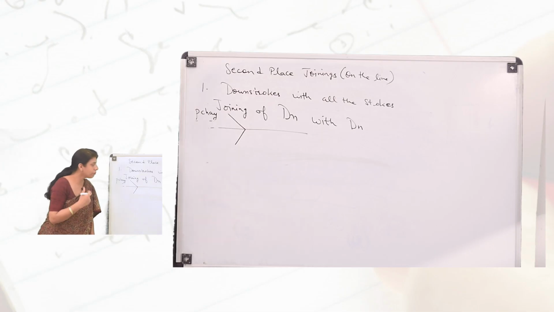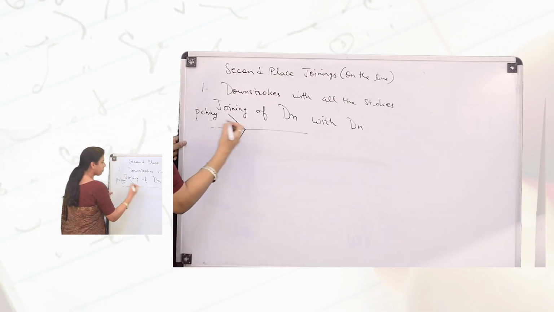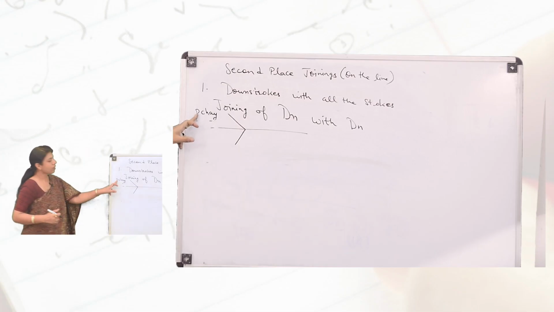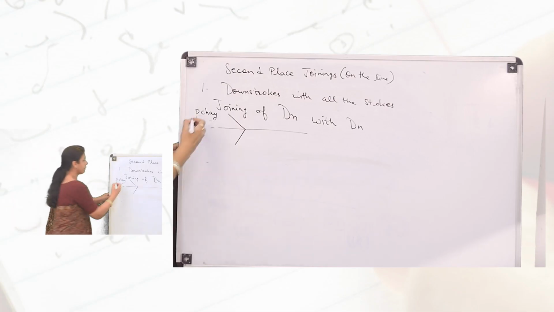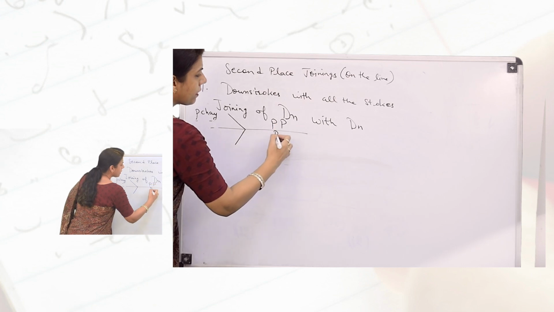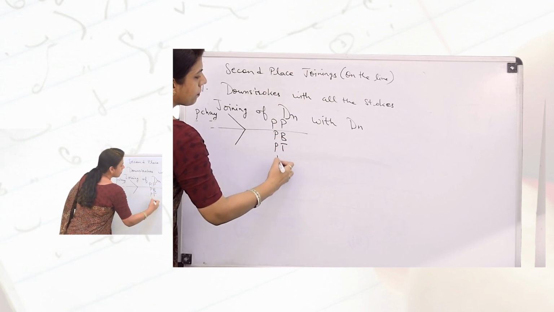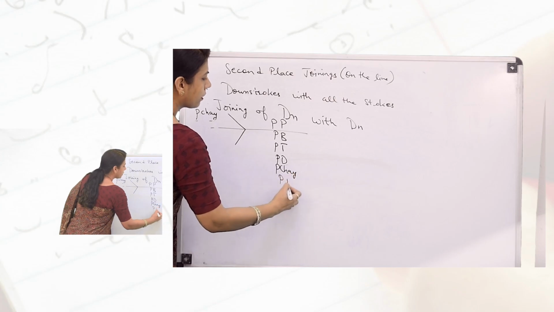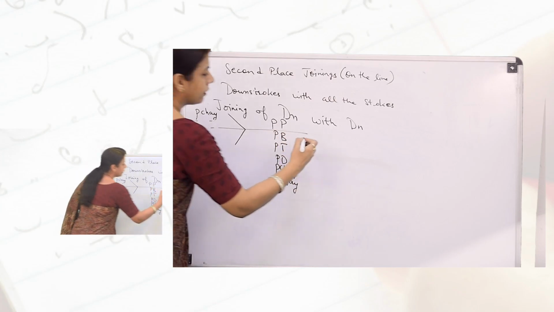Now what you have to do is write all the consonants here. Suppose the first consonant is P. Then we have to join P with P, P with B, P with T, Che, J. How?